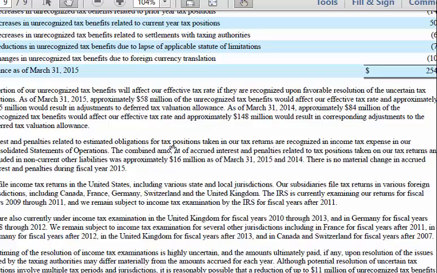You have to disclose interest and penalties, so they say the combined amount of interest and penalties is cumulatively 16 million. So if they got busted on all 254 million of their exposures, they'd have to pay 16 million of interest. You have to tell the reader what your key jurisdictions are. They say the key ones for us are U.S., Canada, France, Germany, Switzerland, and U.K. And then you have to talk about, of those key jurisdictions, what years you're being audited.